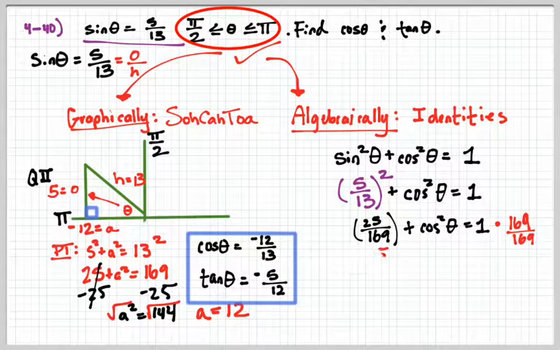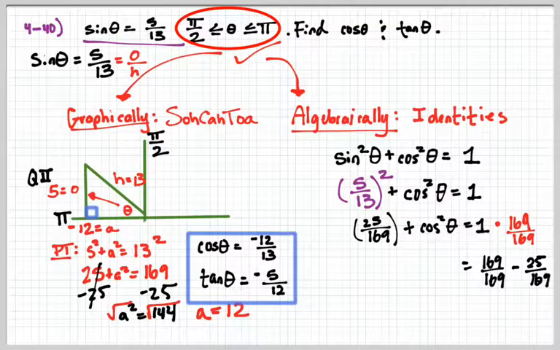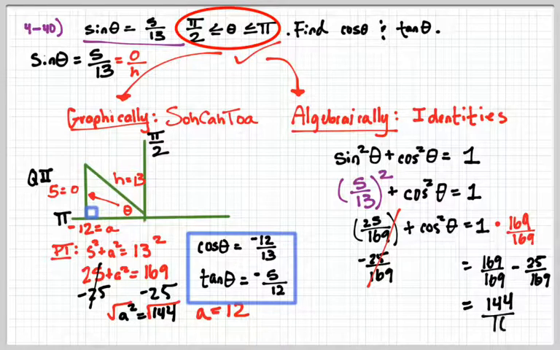So maybe this will help you see it. So now we get 169 over 169, and we're subtracting 25 over 169 from it. For the negative 25, what we're doing is algebra, we're trying to get rid of it. We're just subtracting it. So it's a fraction, it looks more complex. So what's 169 minus 25? You should recognize these numbers. 144 over 169, and that's equal to cosine squared theta.